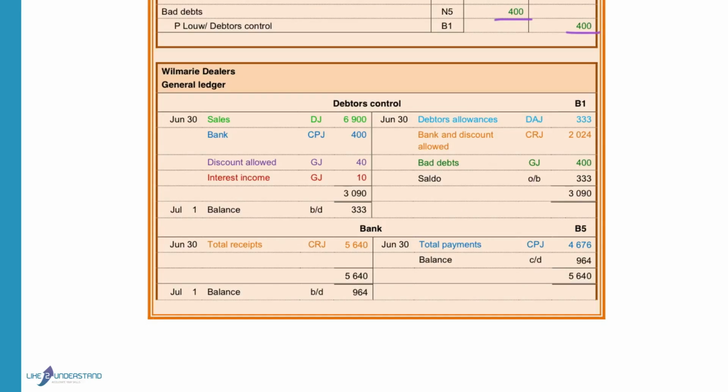When we post the entries to the ledger, the debtors control is an asset, so we will increase assets on the debit side and decrease assets on the credit side. When we sell goods to them, the debtor owes more money, so we will record the sales on the debit side. If the debtors return goods, we have to reduce their account on the credit side, so we will credit them and debit debtors' allowances.